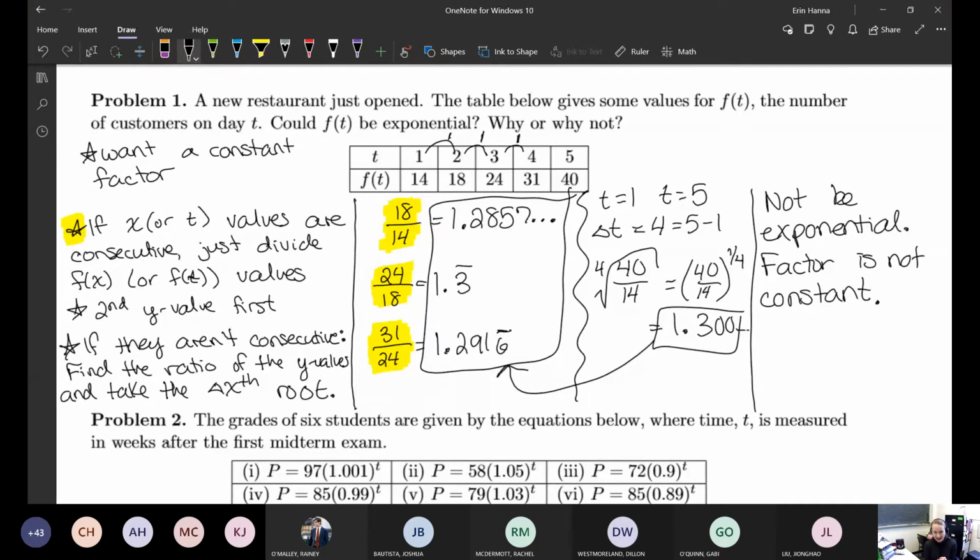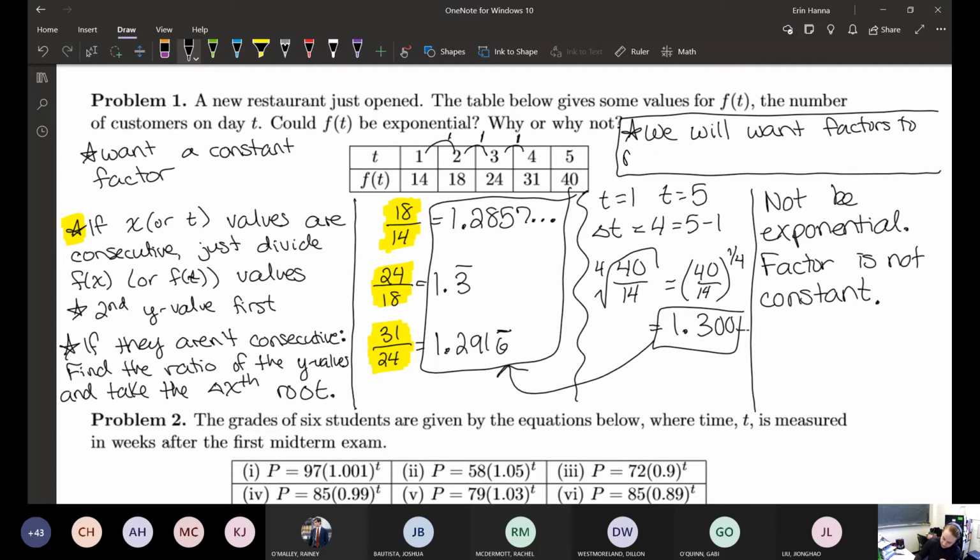One last thing I want to say about this question. I think I already said that, but now I mean it. We will want factors to match up to, I'm going to say, 3 to 4 decimal places. What I mean by that, I'll let people write that down for a second.